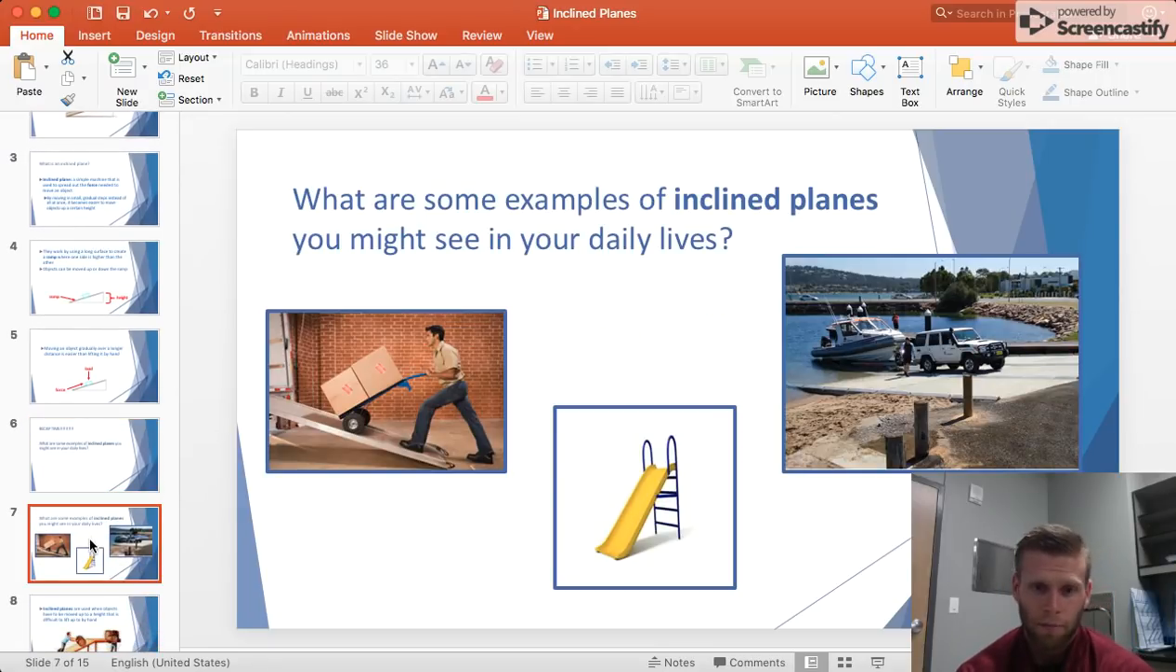Here are some examples of inclined planes you see all the time. Delivery workers, you see over here, they're using that dolly, they're using a ramp to move those boxes up and down. Much easier on them than having to pick them all up. We have a slide, which moves you up and down. And then you have a boat launch. If you've ever been fishing, boating, yachting, maybe something like that, you have the ramp to lower that extremely heavy boat into the water rather than just trying to pick it up and move it.